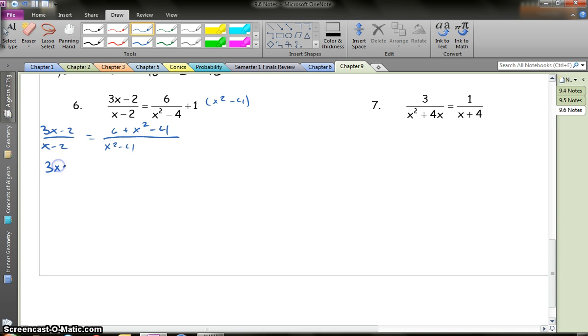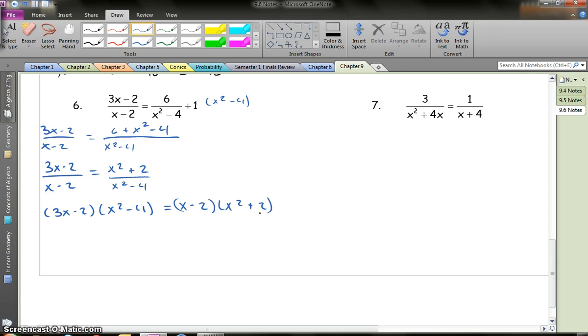So we have 3x minus 2 over x minus 2 equal to x squared plus 2 over x squared minus 4. All right, so I combine my like terms there. Now let's cross multiply. So I have 3x minus 2 times x squared minus 4 equal to x minus 2 times x squared plus 2. Now, looking at this, you could multiply it out, but it might make your life a little more difficult. Watch this little trick here. What do you notice here?